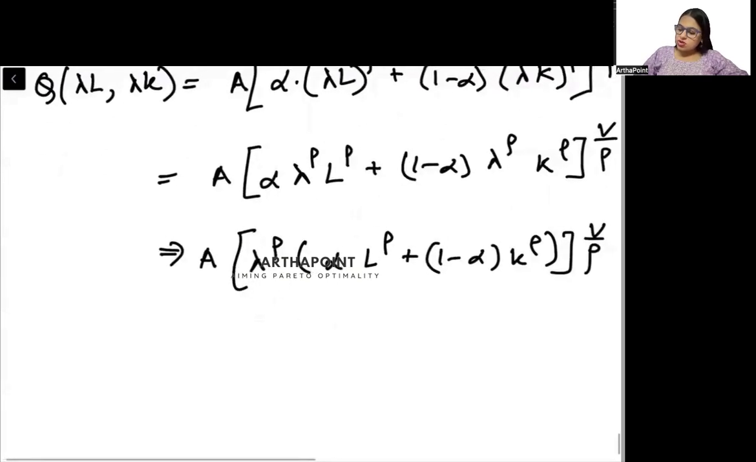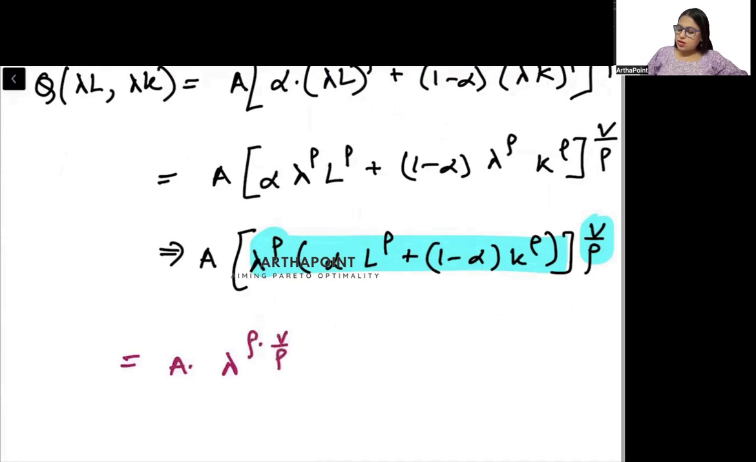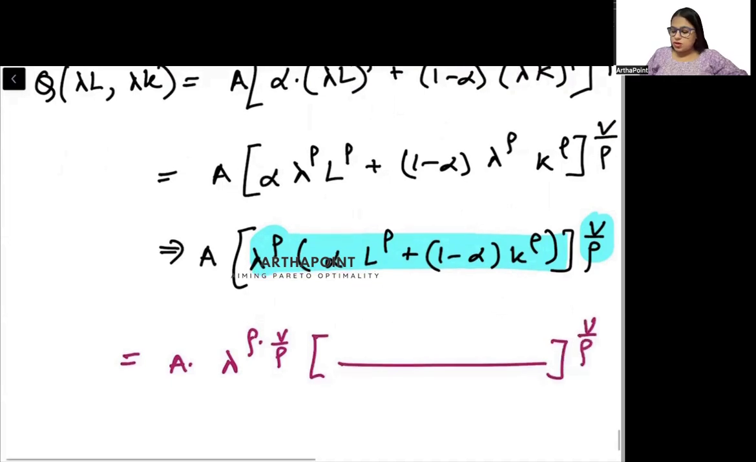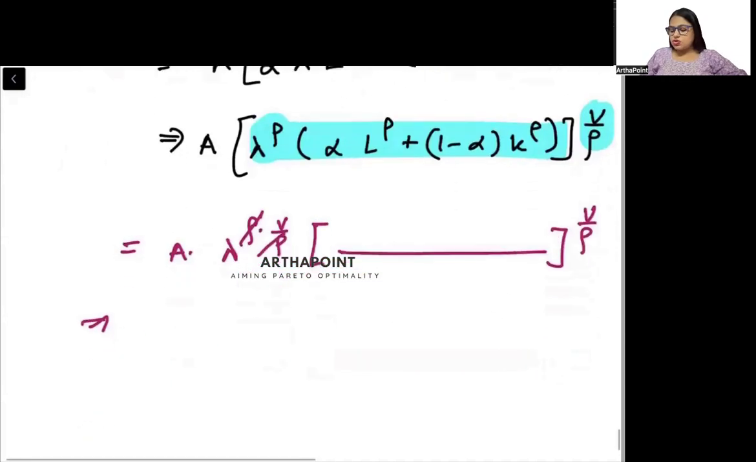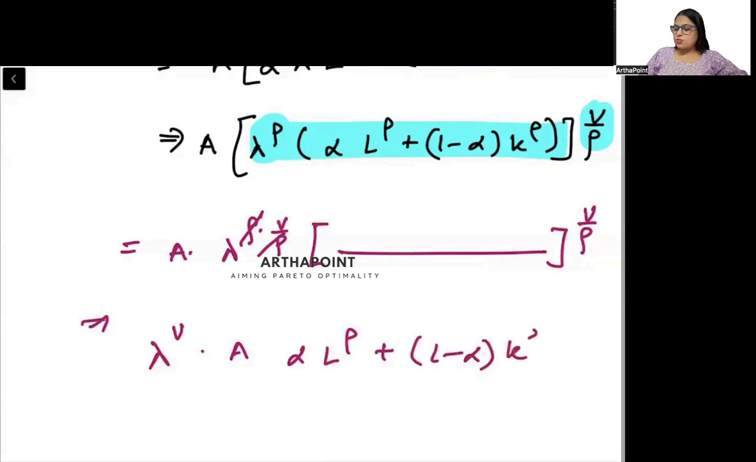You can just go ahead and take, this entire thing has power V by rho. So this will be A lambda to the power rho into V by rho, into this entire thing to the power V by rho. So rho and rho will get cancelled, beta. So this will be lambda to the power V into A into [alpha L^rho + (1 minus alpha) K^rho] whole to the power V by rho.